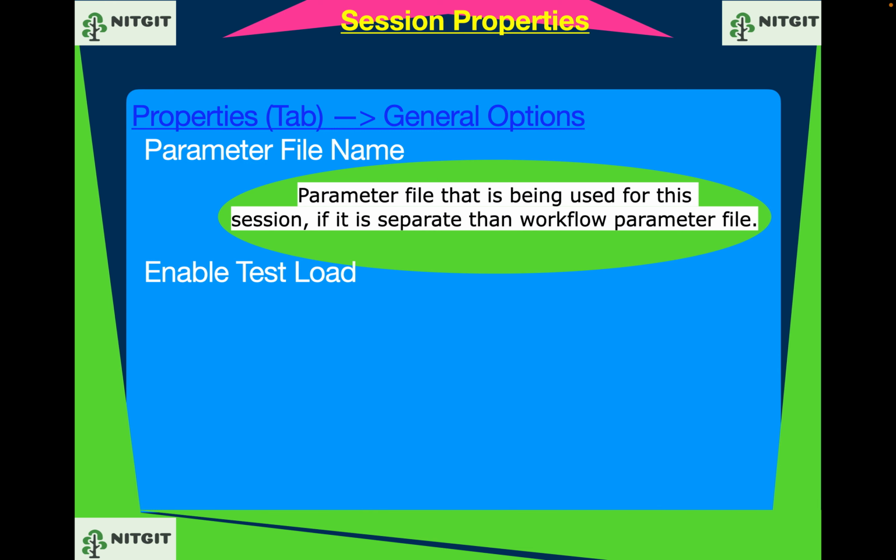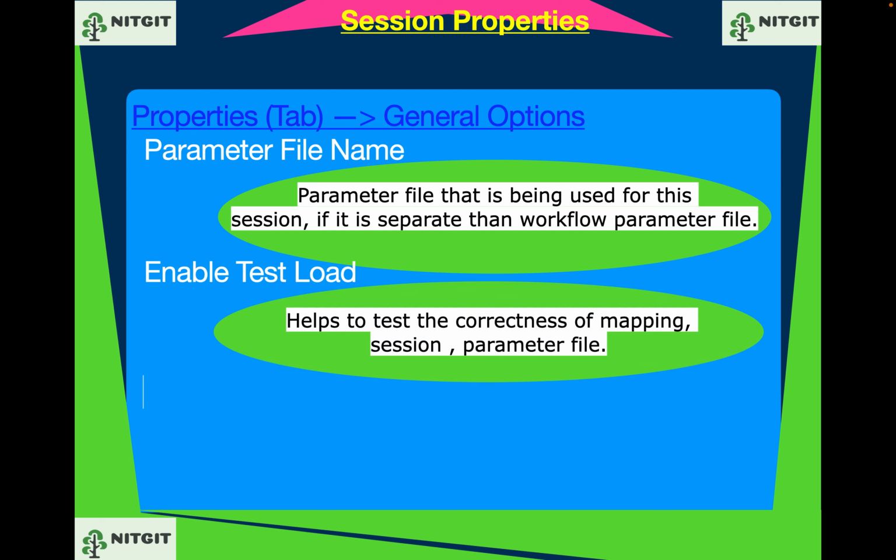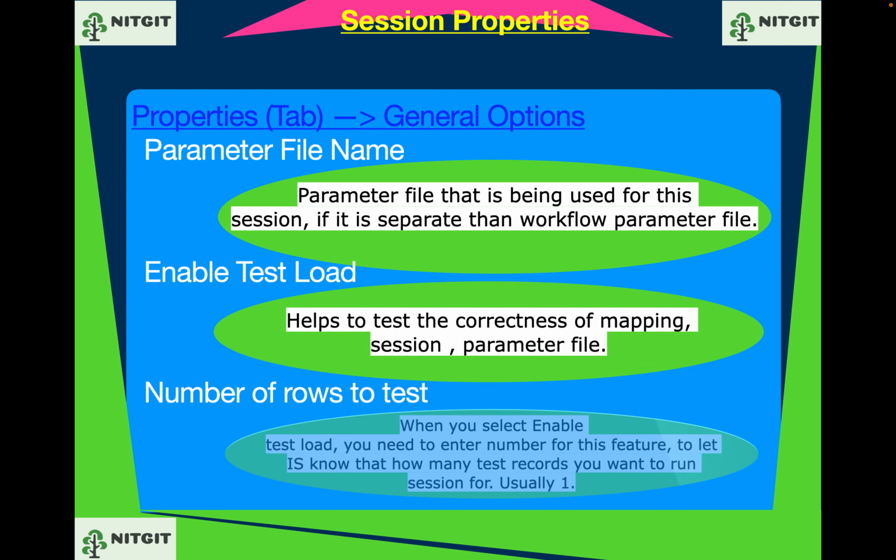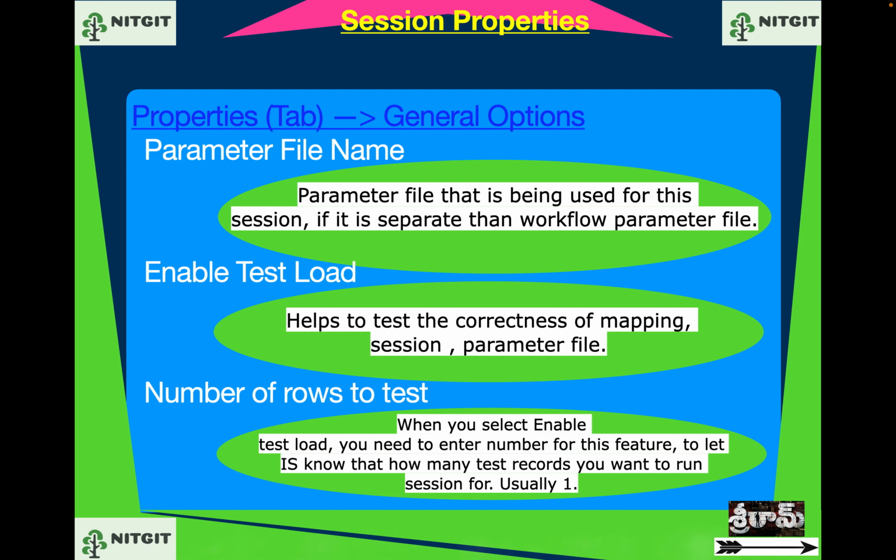A parameter file is a key value pair file that can be used to make the session and mapping flexible, using parameters and variables. This is the parameter file used for this session, if it is separate from the workflow parameter file. In general, for a workflow with any number of sessions, we have one parameter file. If you want a separate parameter file for a particular session, you can use this property, but usually we don't.